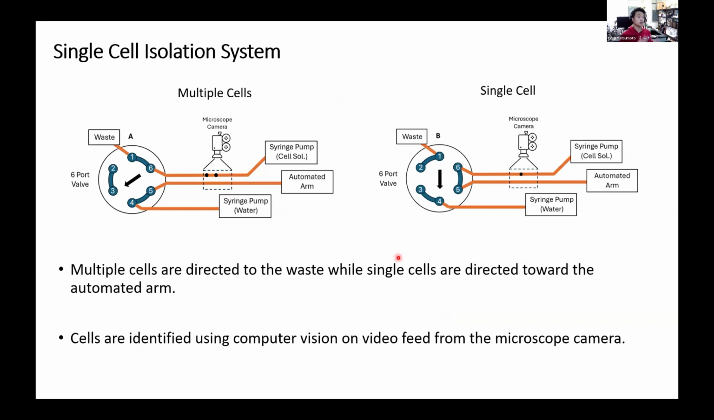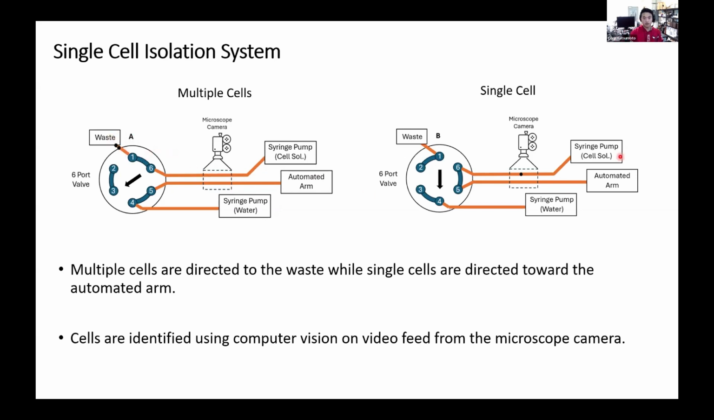And in our system, there are 2 different scenarios. 1, we have multiple or no cells, which we don't want to isolate. And 2, we have a single cell, which we do want to isolate. And so how it works is we load a cell solution to a custom built syringe pump, which flows these cells through a capillary, which is visible by a microscope camera, which is also connected to the same Raspberry Pi as the Lev cell. So utilizing computer vision, it's able to interpret how many cells there are. In this case, there are multiple cells. And so there will be a downstream 6-port valve, which will direct this to waste.